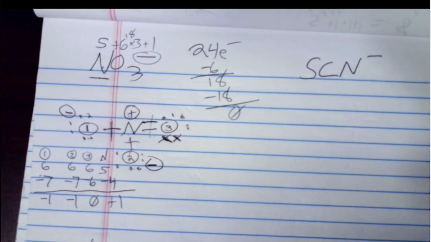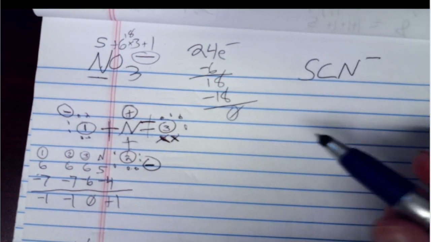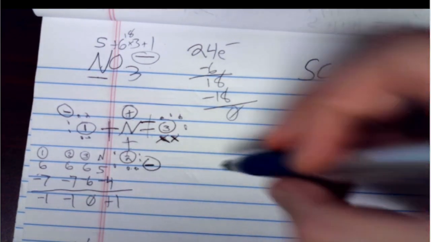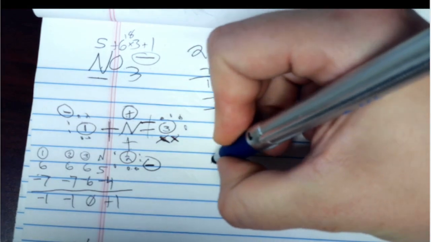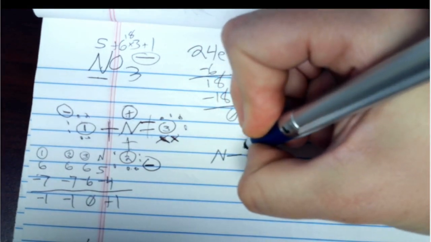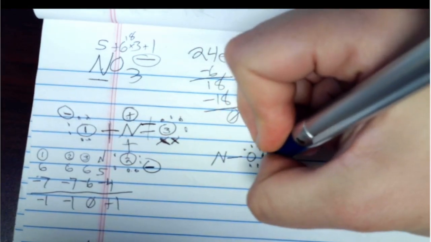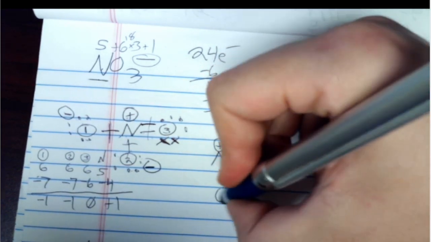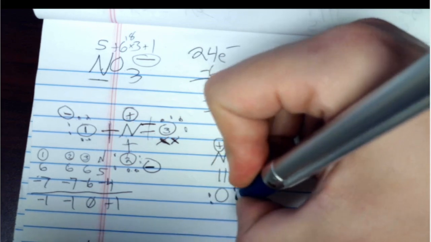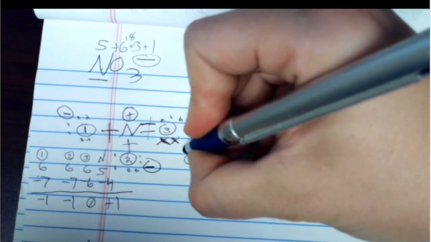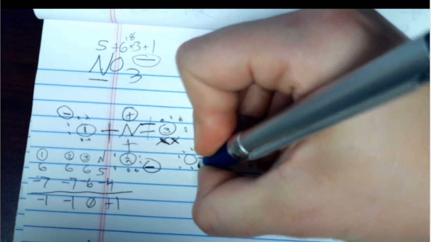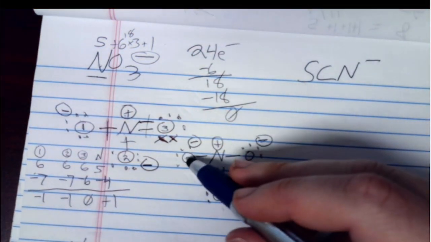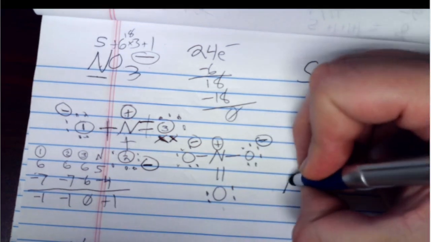Is there another resonance structure we can draw? I'm not going to go through all the steps, but yes, instead of taking that lone pair, I can take from that lone pair. So we can draw this out as negative, positive, and negative. And we can draw one more structure where we take it from that lone pair. And so we have a third resonance structure.